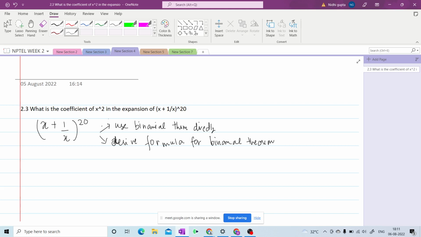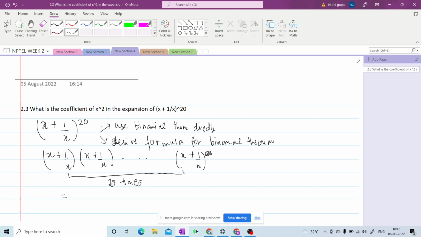So basically we are multiplying this term 20 times: x plus 1 by x, x plus 1 by x, till x plus 1 by x, 20 times. Now what is the final term? From each of the brackets we are choosing one term.